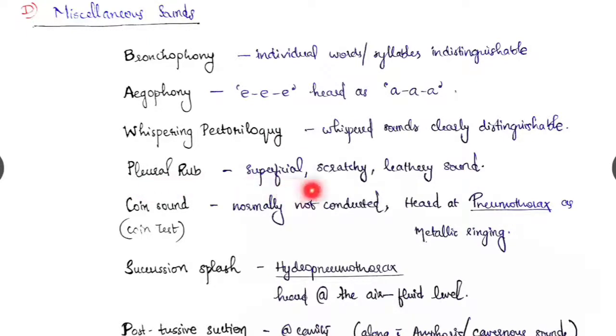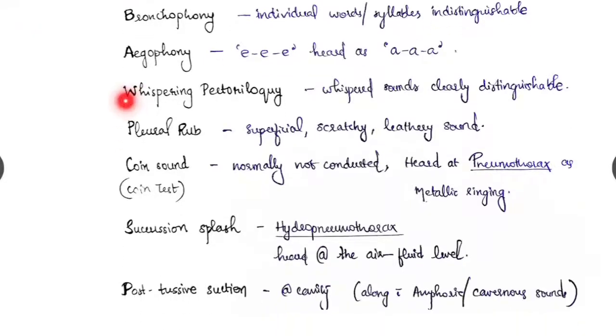Pleural rub is a superficial, scratchy, leathery sound typically seen in pleuritis or pleural inflammation. Coin sound is heard during the coin test. It is normally not conducted. What we are doing is placing a coin at the upper level of the pneumothorax, and tapping it with another coin, and just opposite to that we place our stethoscope, and we will hear a metallic ringing. It is heard in pneumothorax. Usually it is not heard in a normal lung.